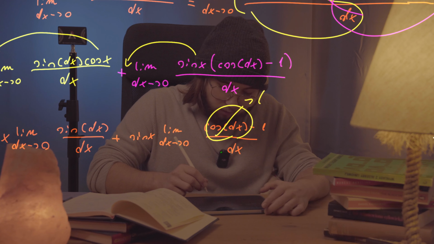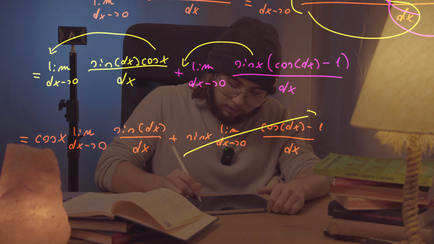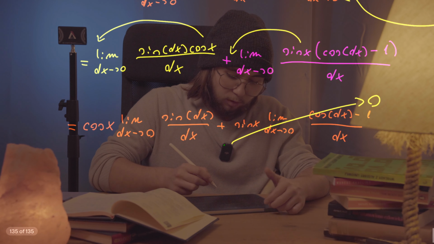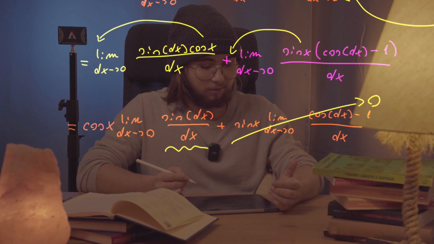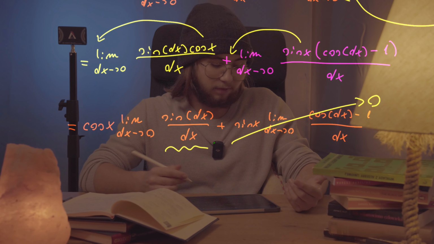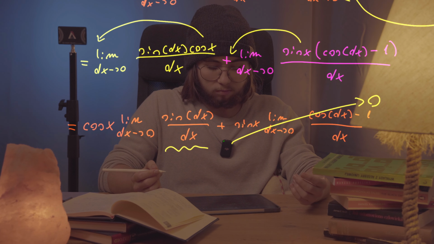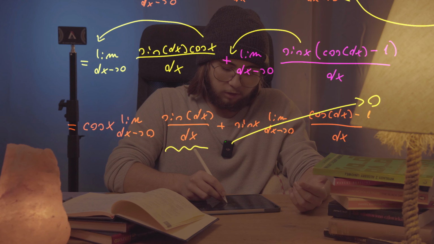That's pretty lovely, because we can say that this entire sine times the limit is just going to be 0. Now, as you can see, we would really like the sine dx over dx to be a 1, so that the derivative of sine of x would end up being a cosine. However, what are we supposed to do now? Are we supposed to use L'Hopital's rule here?